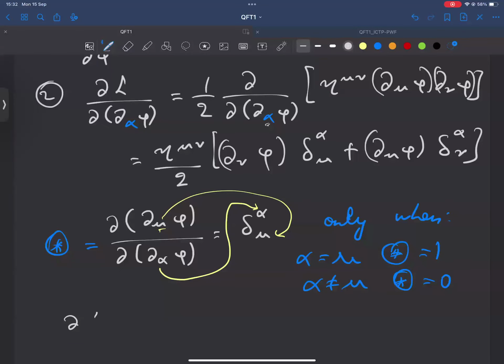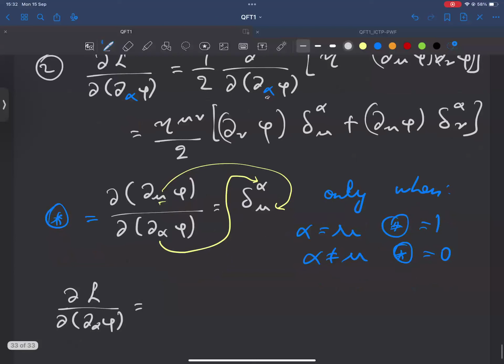So with that, you can quickly write down this thing as eta mu nu over 2. So let's take the eta inside. So you get del alpha nu alpha phi, and then similarly from the other also you get del alpha phi, and you get just this. Okay.